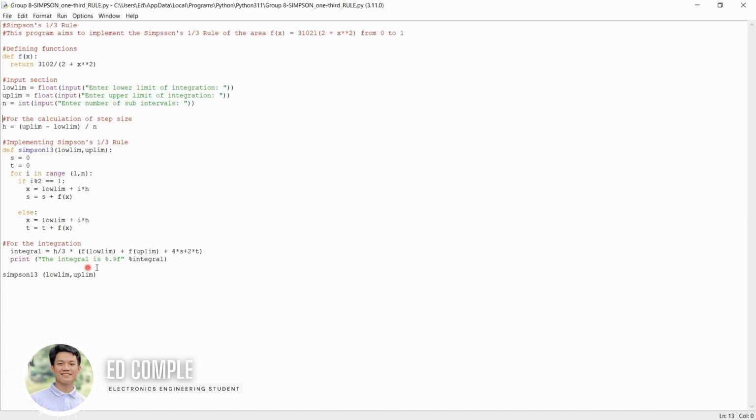So as you can see, I put 0.9f in this part just to indicate the number of digits to be calculated. So in my case, the expected number of digits after the decimal is 9 digits. Then after that, we are now going to run this code.